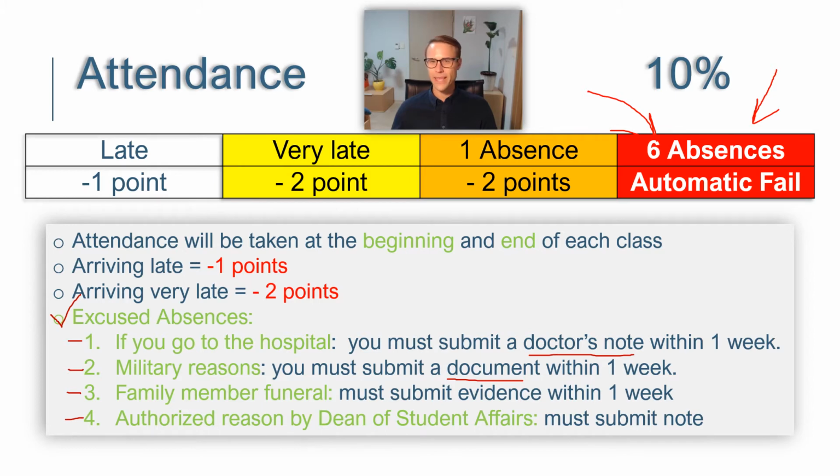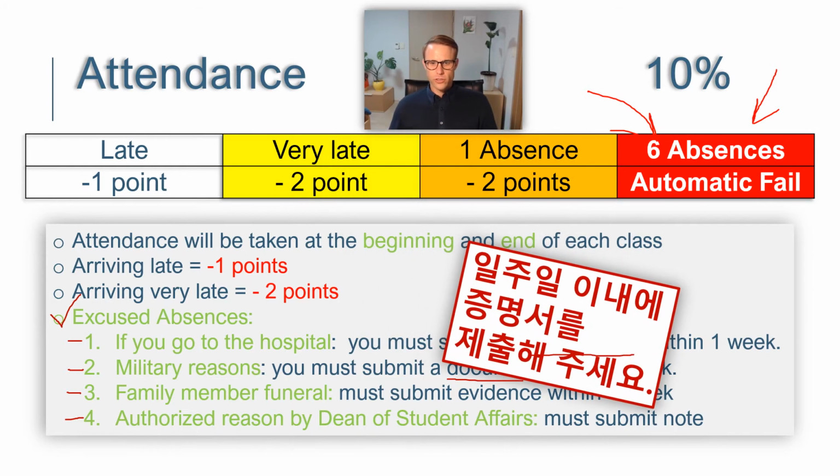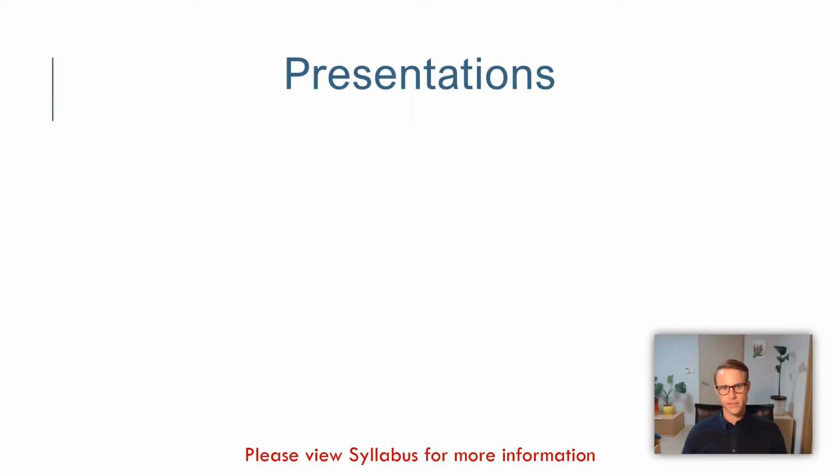All right, so main thing, guys, is to communicate with me. If you can, please communicate before the class. If you can't, please communicate after the class. Send me your evidence, send me your note, and I will adjust your attendance for that week. All right? So, you must send that within 1 week. Within 1 week, you must send that evidence. All right, let's continue along here.